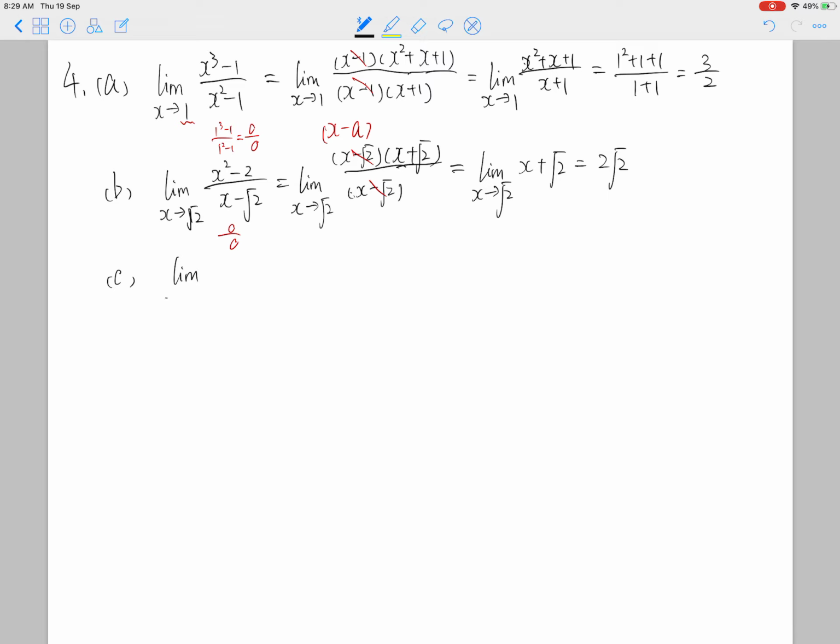Okay, part C, x is approaching 0 from the left. So that means x is like negative 0.1, negative 0.01, negative 0.001, etcetera. Right, so now x is approaching 0. If you sub in, it's 0 over 0. Okay, so the common factor should be x, right? So the numerator is x. The denominator, how do I get x? Okay, so here you can multiply the conjugates of the denominator on both sides.